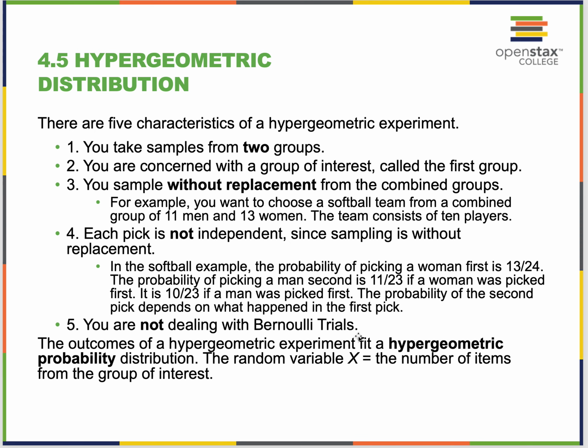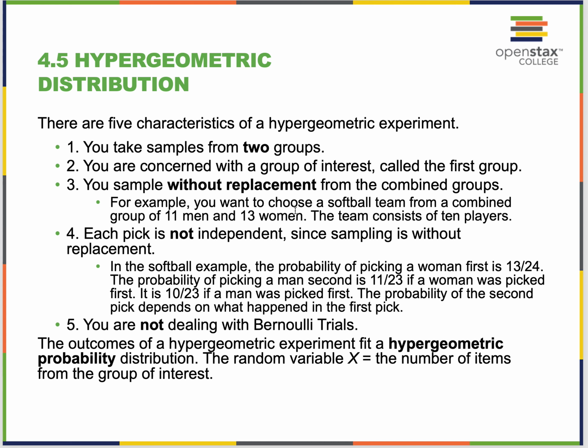So a softball team, how many people are we picking? We want to choose a softball team. A team consists of 10 players. So we want to pick 10 from 23, and we're picking them randomly, and we want to know how many men are on the team, basically. Or you could do the complement of that and find out how many women are on the team. So it's called a hypergeometric distribution.